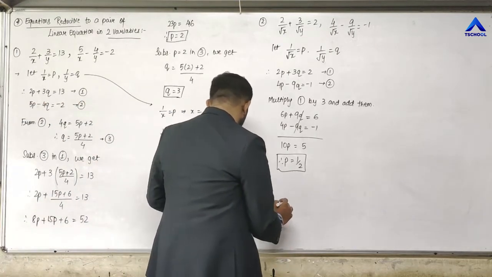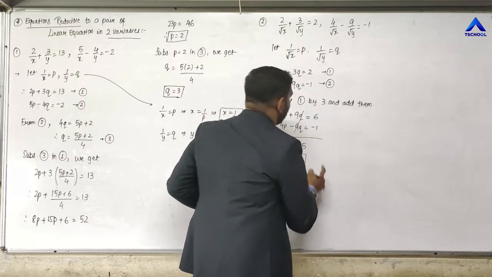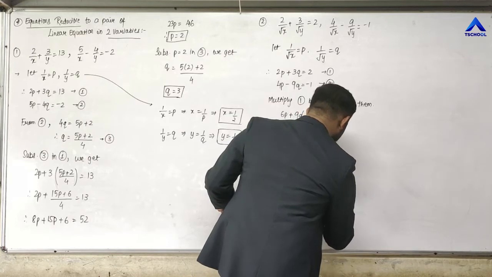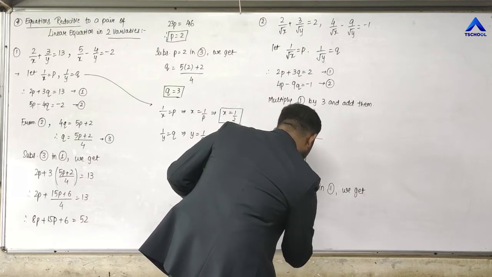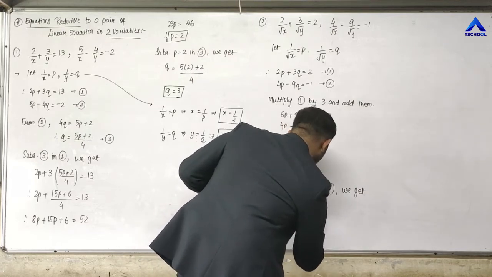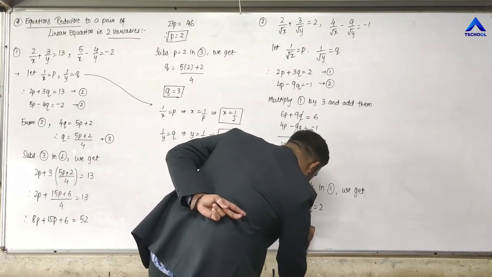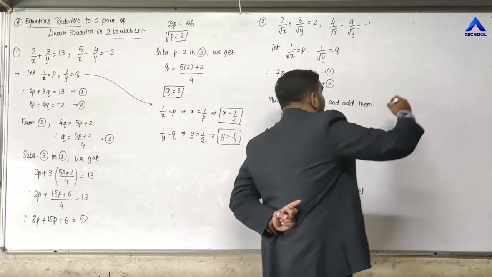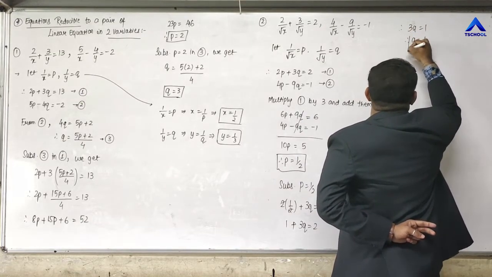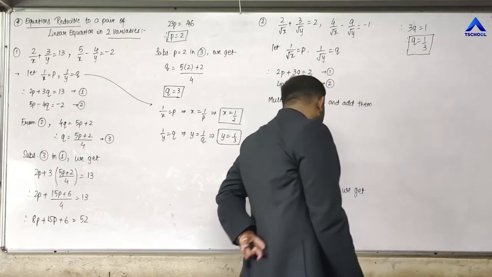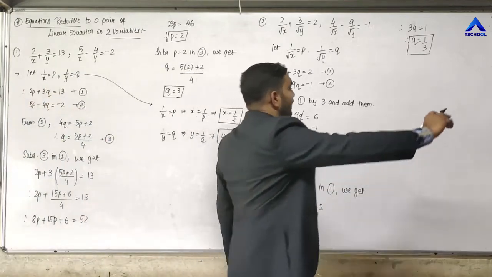Now substitute in either of these two equations, so let us substitute it in 1. We get 2 into 1 upon 2 plus 3q is equal to 2. So this can be cancelled out. So 1 plus 3q equal to 2. Therefore 3q equal to 1 and q is equal to 1 upon 3. So we got the solution to these two equations 1 and 2, that is p is equal to 1 upon 2 and q is equal to 1 upon 3.